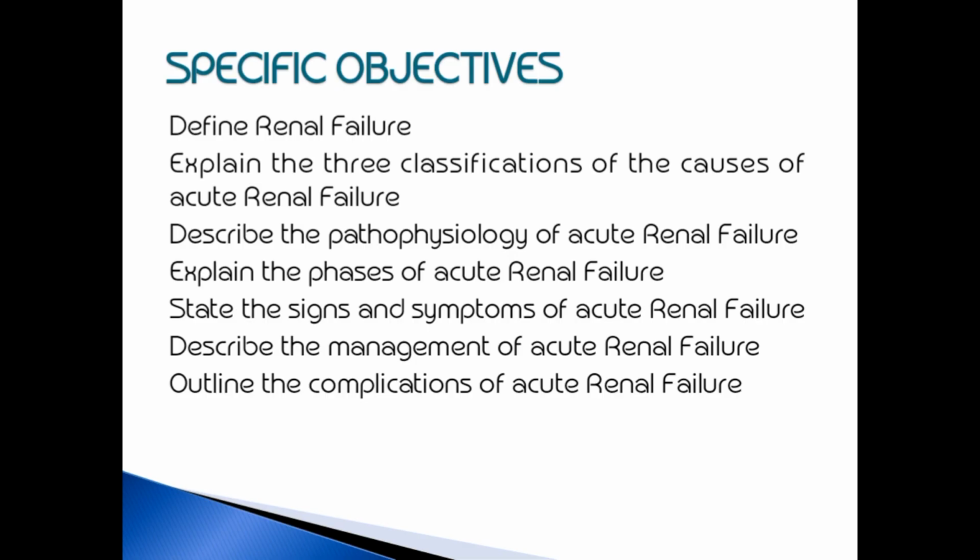So now, let's look at the specific objectives. So we will define renal failure. We explain the three classification of causes of acute renal failure. We describe the pathophysiology of acute renal failure. We explain the phases of acute renal failure. We state the signs and symptoms of acute renal failure. We describe the management of acute renal failure, and we outline the complications of acute renal failure. And by that, we are going to say we are done with the renal failure.